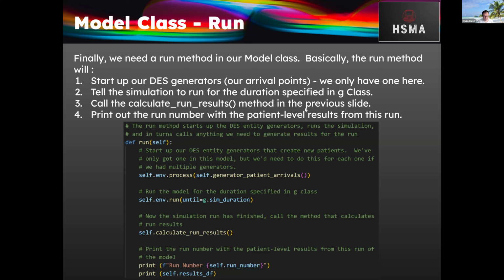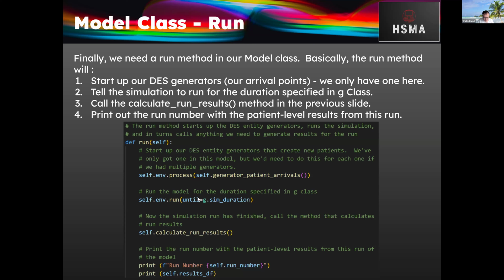Then we're going to tell the simulation to run for however long we've defined in the G class. So we do that by calling the run method of the SimPy environment, and we tell it to run, and we say until equals, and then how many time units we want it to run for. And because we've got a G class, we've already specified that. And if you remember, we said 120 time units, 2 hours.